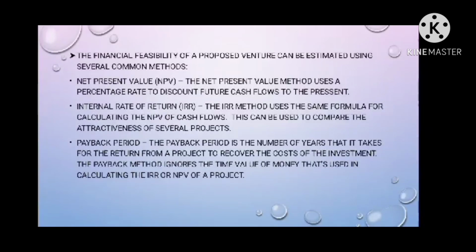The financial feasibility of a proposed venture can be estimated using NPV, net present value, IRR, internal rate of return, and payback period. Net present value method uses a percentage rate to discount future cash flow to the present. If the NPV of the discounted cash flow exceeds the cost of the initial investment, then the project is feasible and should be accepted.